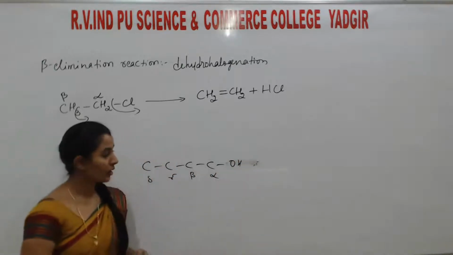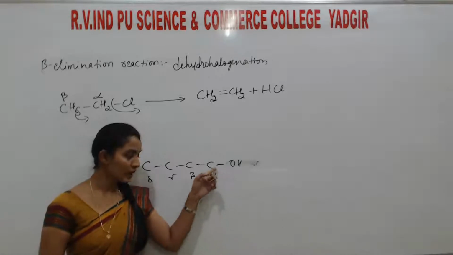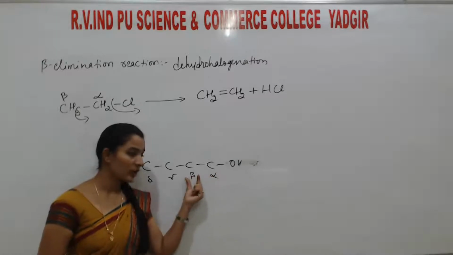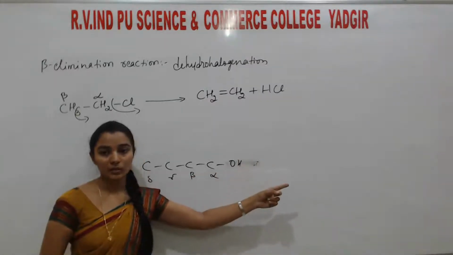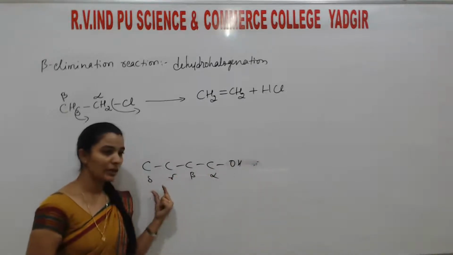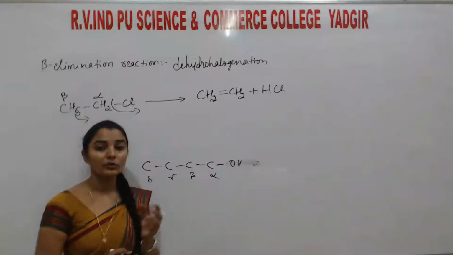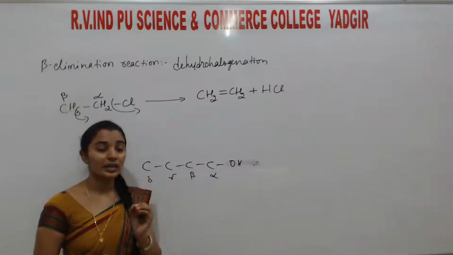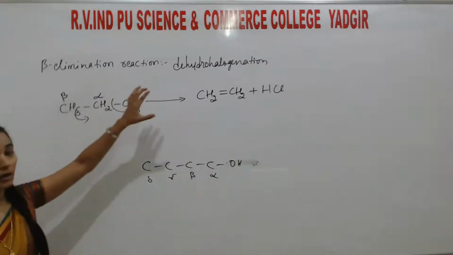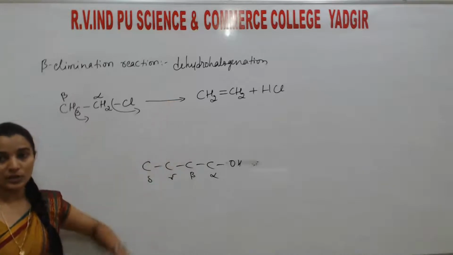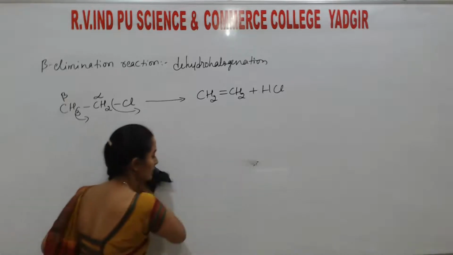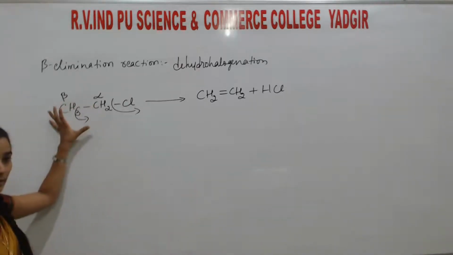Yes, this is alpha. So if OH or any hydrogen is also removed from here, then that is alpha elimination. From the second carbon atom from the functional group, that is beta carbon. The third carbon atom from the functional group is gamma. Similarly, delta. The carbon atom from which the hydrogen atom is eliminated tells about the respective elimination reaction. Here, in the second carbon atom, the hydrogen is eliminated. That's why it is beta elimination. Understood?